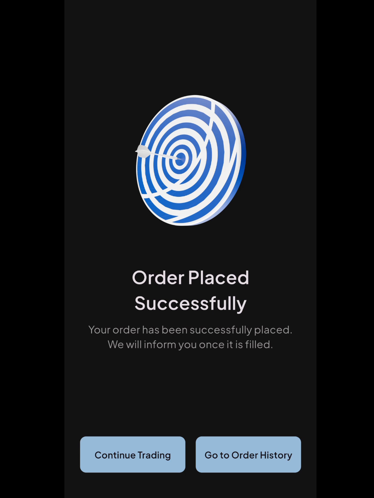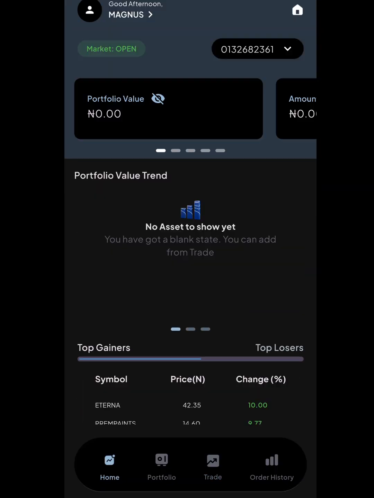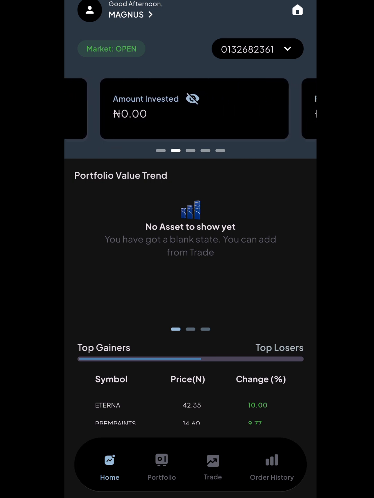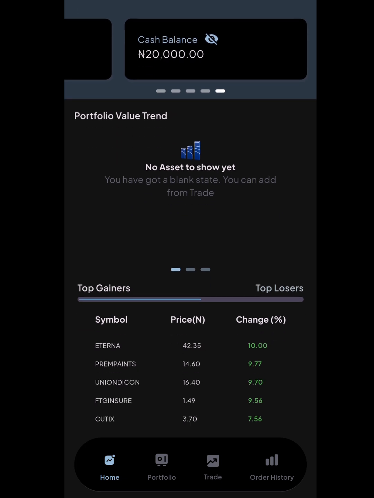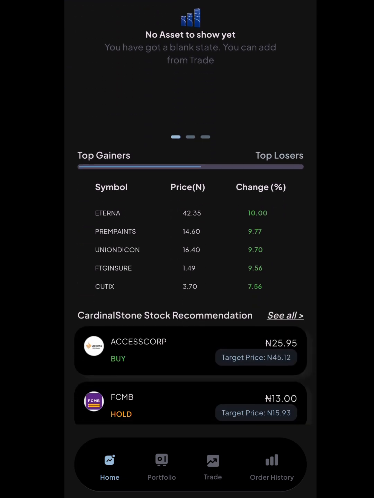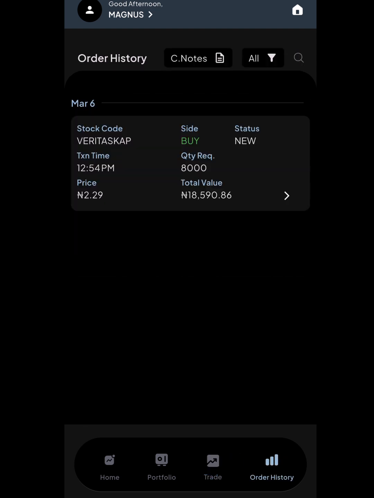If there is any seller that is selling at 2.29, the order will later execute. So that's basically how these things work. Let me know if you have questions. Again, when you come to cash, the money is still here. We are currently executing a trade. It hasn't been executed. I'm sure if we come to our order history, you see it's here. So I'm just waiting for the order to execute.